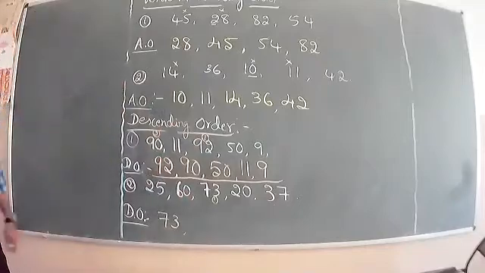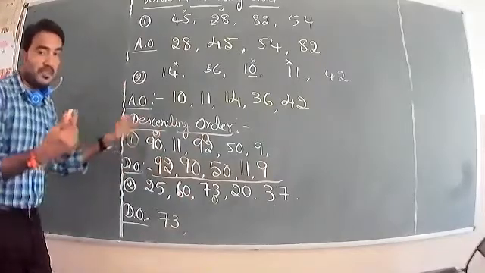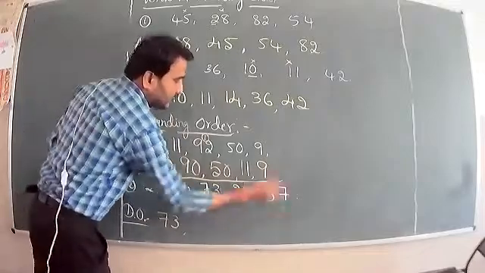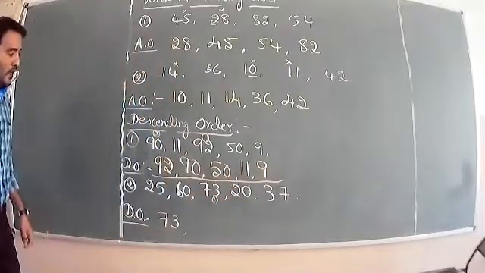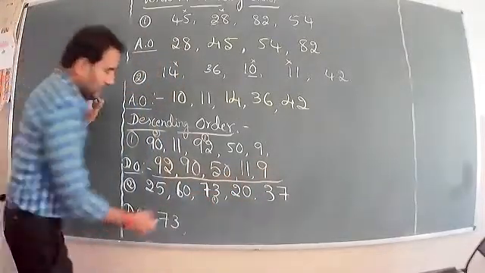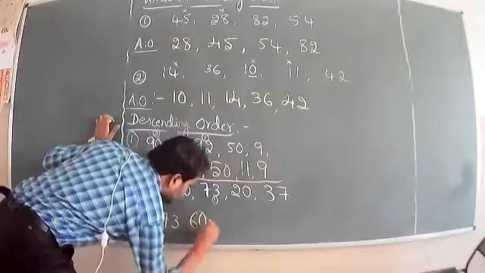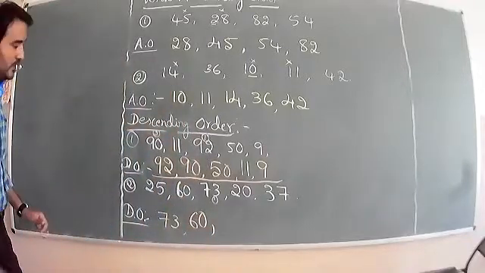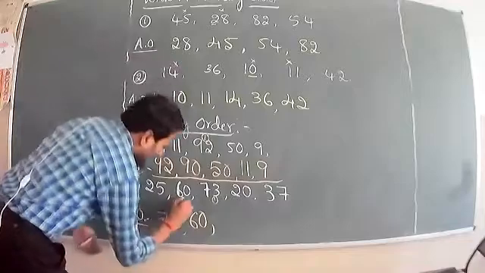First one over. Second, remaining 4 numbers. Which number is greater? Yes, 6. Here 2, here 2, here 3. Now find out which number is greater. 60 is greater. Second one is over.